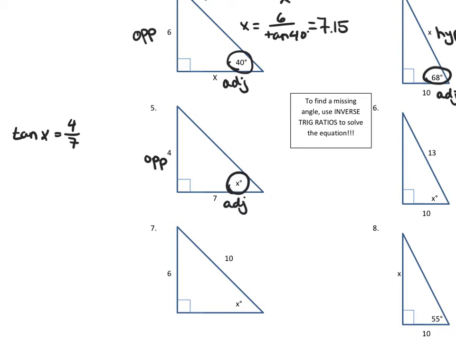Now, to get the angle outside of the tangent function, we'll do the inverse of both sides. That'll give us x on the left, and then we'll literally type the inverse tangent of 4 over 7 into the calculator, and it will tell us that x is 29.74 degrees.